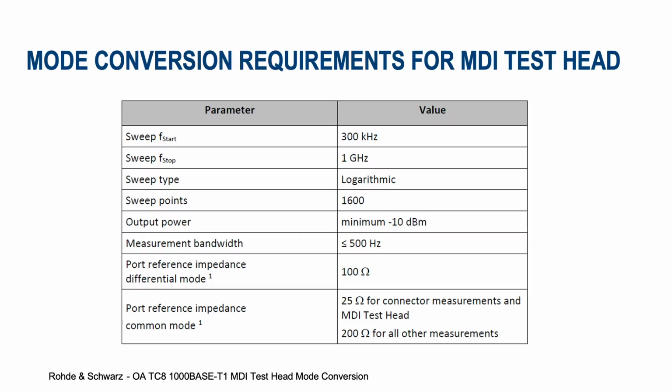So I see these MDI test heads have two ports, so I guess a two-port vector analyzer is needed for such kind of measurement? Yes, in this case we only make differential or mixed mode reflection measurements, so we need only a two-port device. Okay, and of course the specification has some VNA settings that we need to follow, so let's have a look at this.